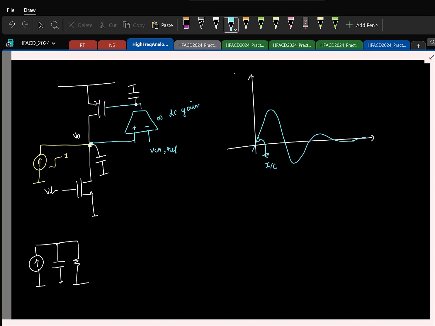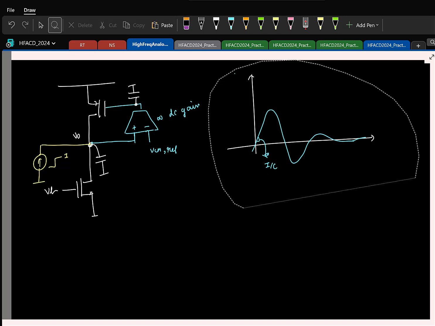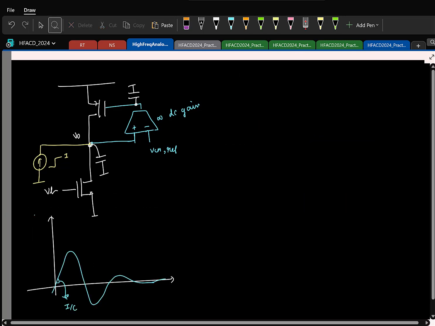It will still be I by C. At t equal to 0 plus, if I look at the slope, that is still I by C. Okay, great. So now this is the scenario we have. Now let us say I want to model the output, right?